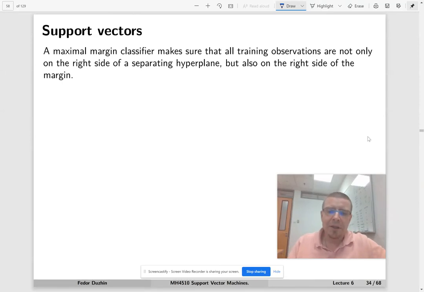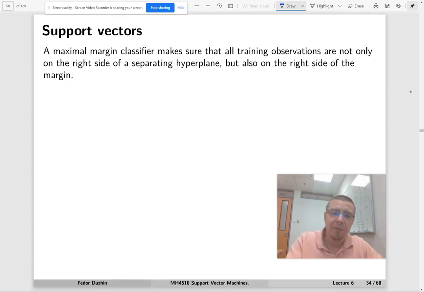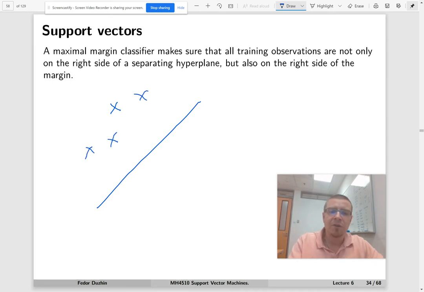All right, so now let us look at the support vectors one more time. A maximal margin classifier tries to find the separating hyperplane so that all training observations are on the correct side of the margin. So not only on the correct side of the separating hyperplane. If this is our separating hyperplane, we have some observations of one class on this side, observations of the other class on this side, right? So they should be not only on the correct side of the hyperplane, but also on the correct side of the margins. So these are the margins.